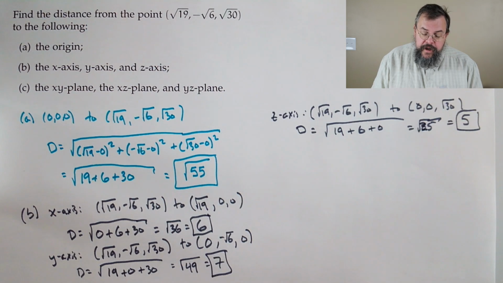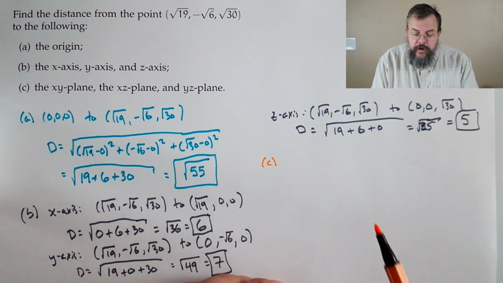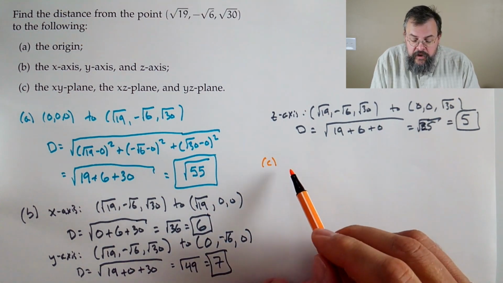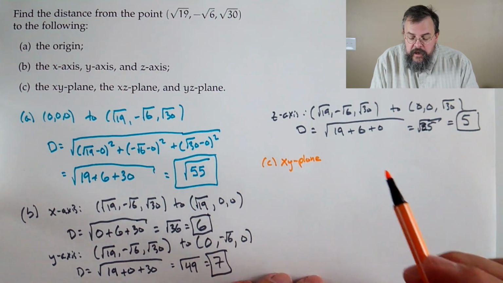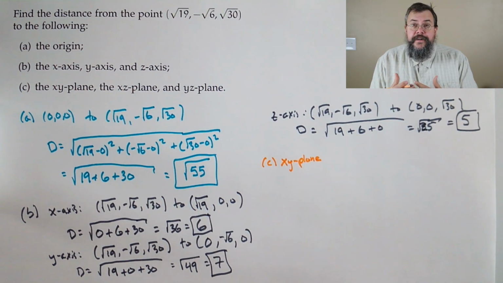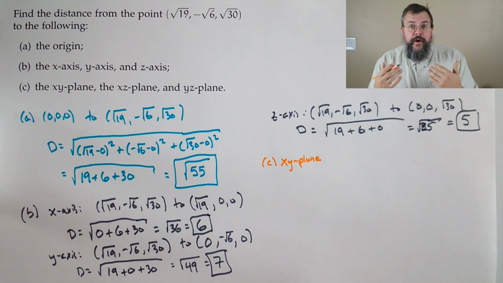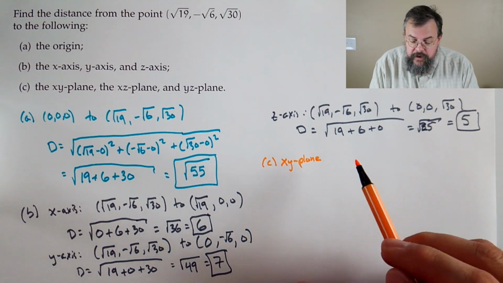Okay, so that brings us to part C. Okay, the xy plane. Let's start there. So what's true about points in the xy plane? Well, the z has to be 0. But the x and y can be arbitrary. So if I want to make them close to my point, I say, well, let's make the x values match, let's make the y values match, and let's make z to be 0.